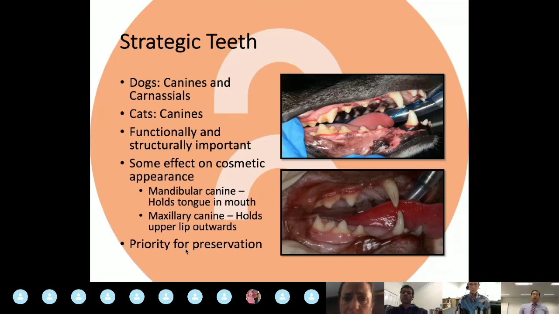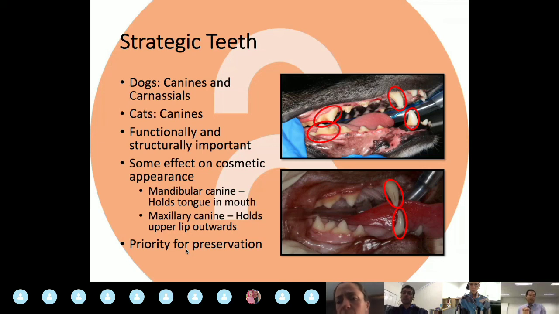So how do we tie it all together? How do we make decisions? As I mentioned previously, you have to take a lot of things into account, and one of those is the teeth that are involved. This is where we talk about the concept of strategic teeth, which are structurally and functionally important teeth. In the dog, they tend to be the canines as well as the carnassials. And in the cat, we're just pretty much talking about the canines alone.